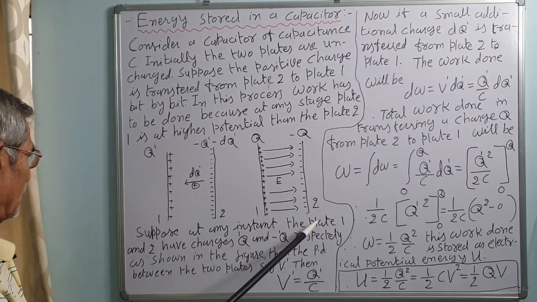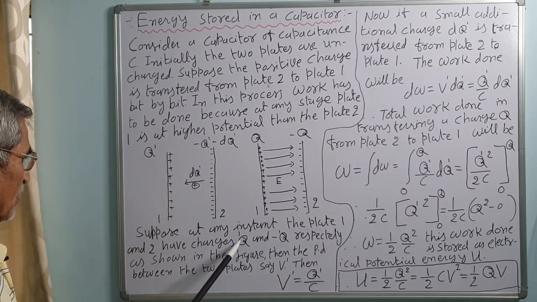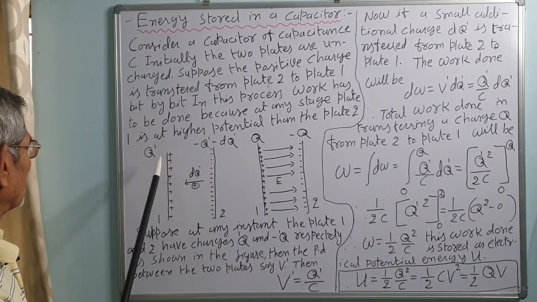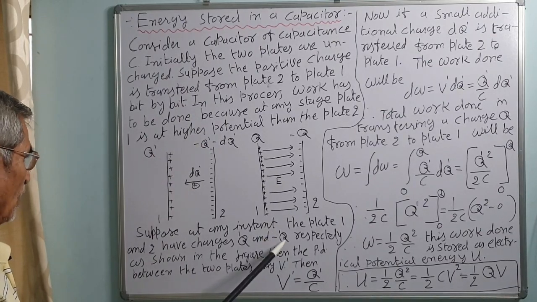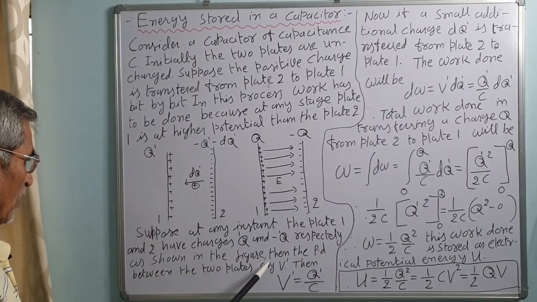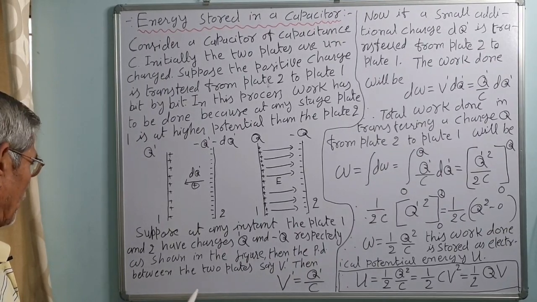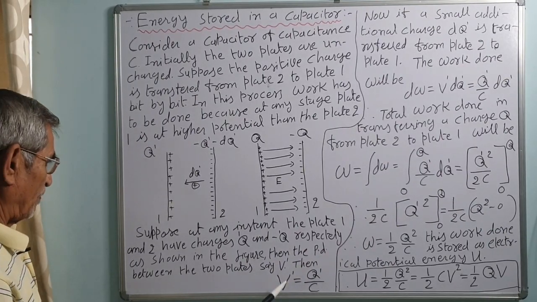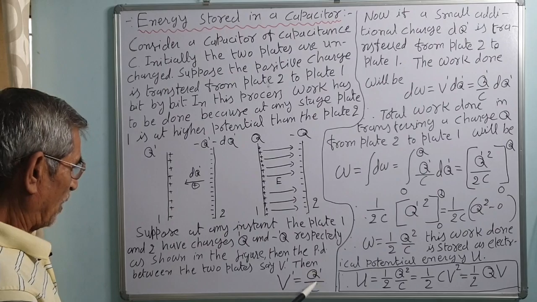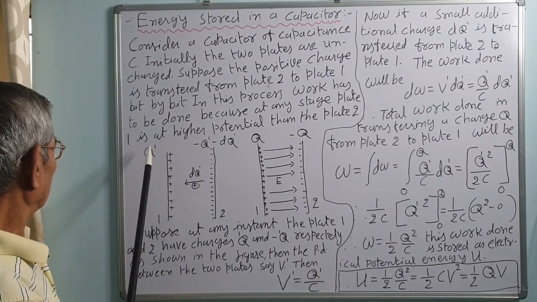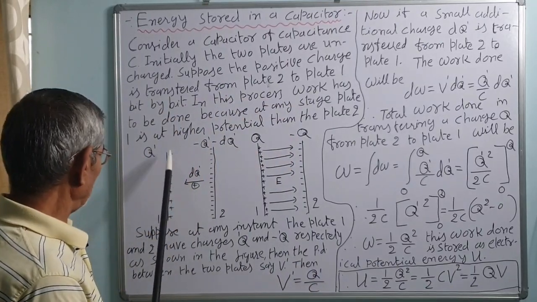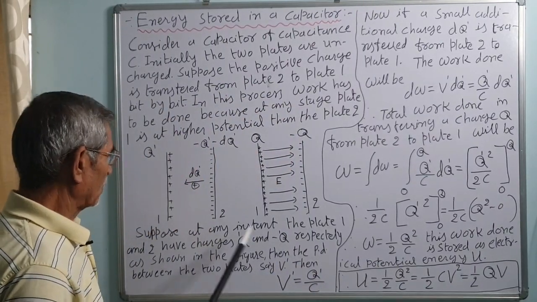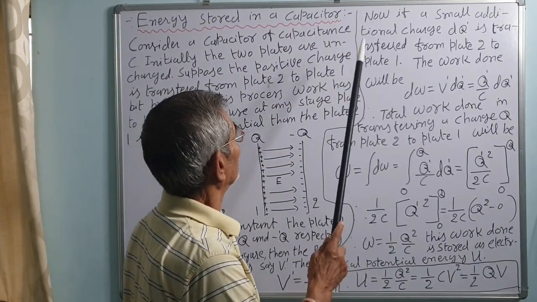Suppose at any instant plates 1 and 2 have charges q' and minus q' respectively, as shown in the figure. Then the potential difference between the two plates, say V', is equal to q' upon C. V' is equal to the charge upon capacitance, that is, the charge of either plate upon the capacitance of the capacitor.